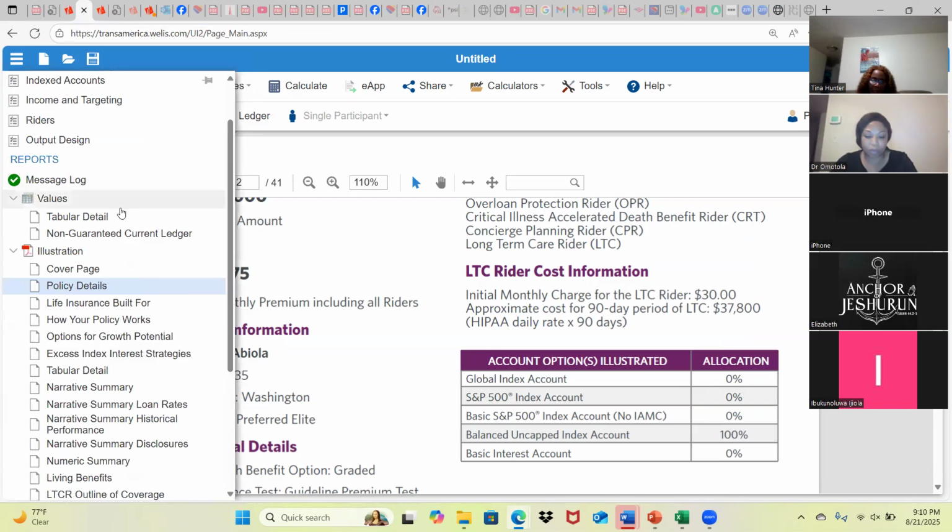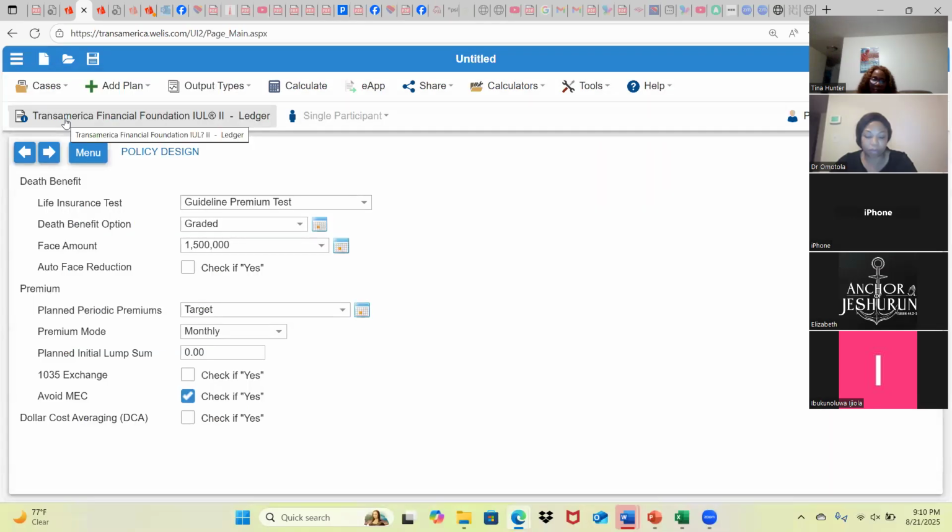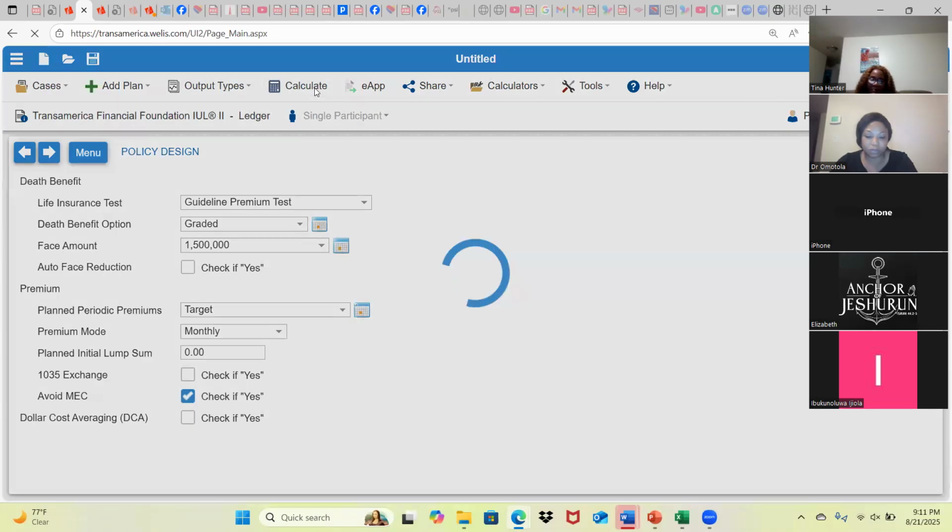So you see, when we were doing the policy design here, the death benefit option, graded is what we selected. Graded means there's a good balance between the increase in the death benefit and the increase in cash, okay? And I'll explain that a little further. What are the other options that we could have selected? Level, increasing, optimal, switch, and graded. Graded, okay, so let me just run calculate on it with graded for you to see something, okay?